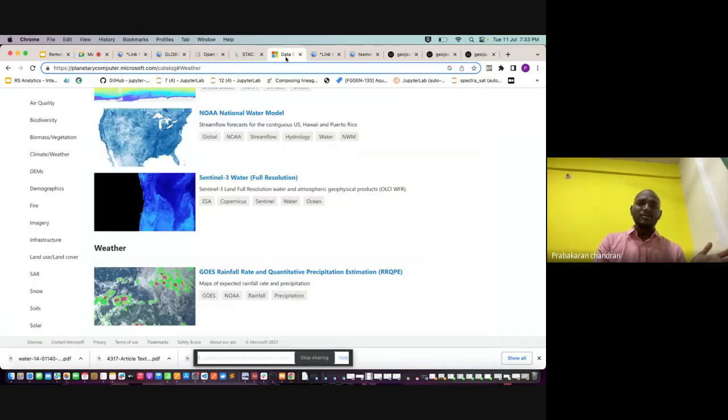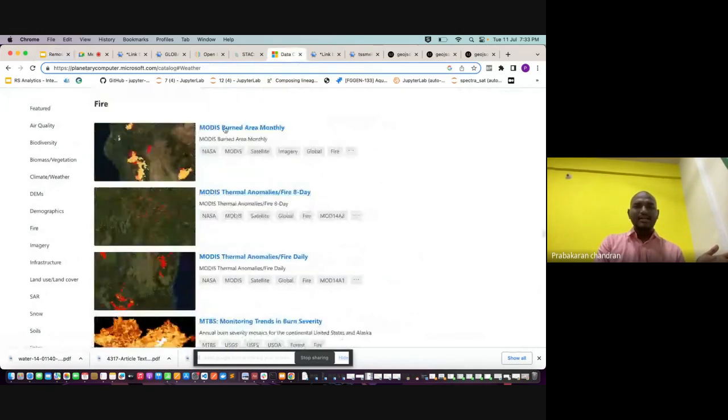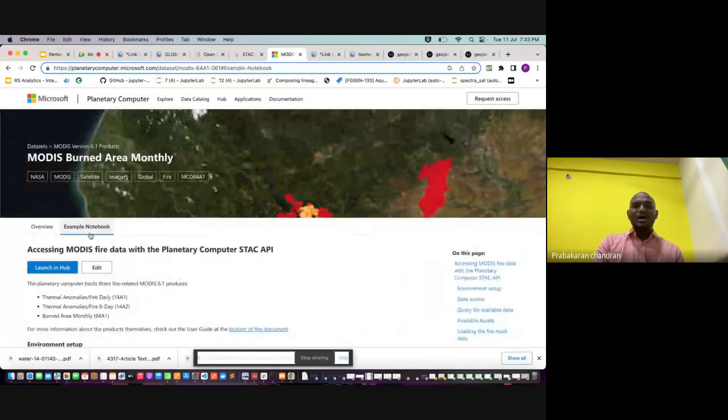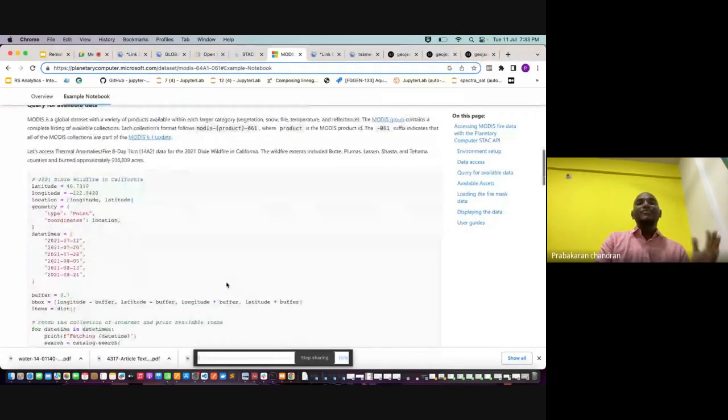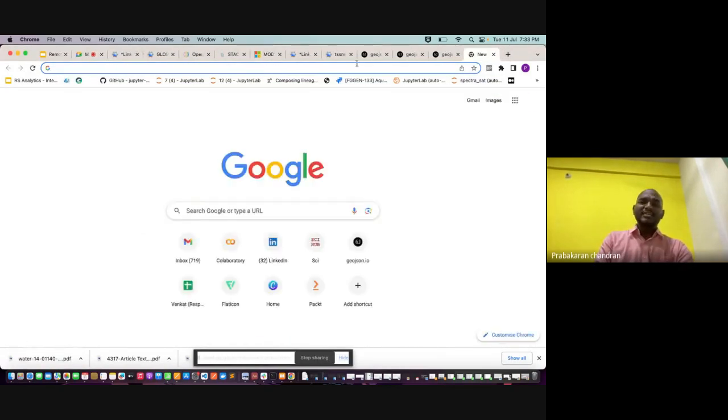You can follow a specific notebook. For example, if you select something like MODIS burned area, there are specific notebooks available. You just need to request access or sign up, and you can collect the data. To process the data, you might ask the question, there is something called Xarray you can use.